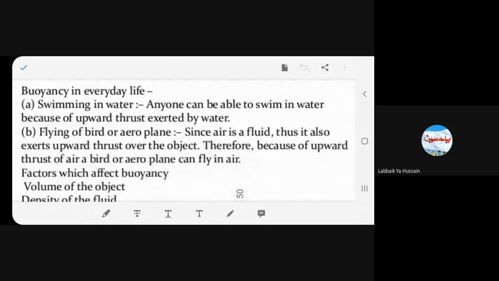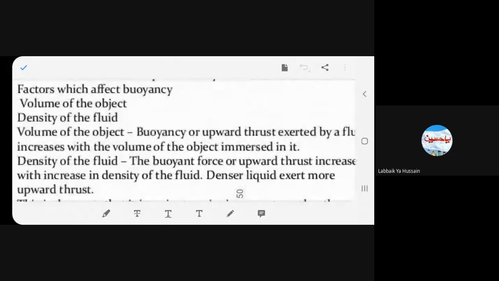Now let's see what are the factors which affect buoyancy.